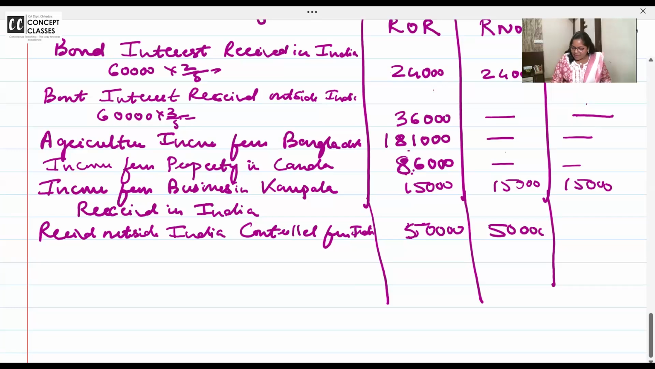50,000 will be taxable for the first two. This is case 5. Where is it received? Outside India, Kampala. Where is it accrued? Outside India. But where is it controlled from? Delhi. Now, dividend paid by foreign company, but it is received in India by all. Income received in India is taxable.